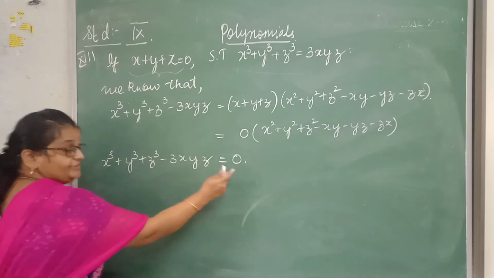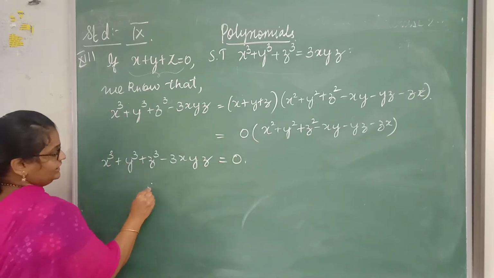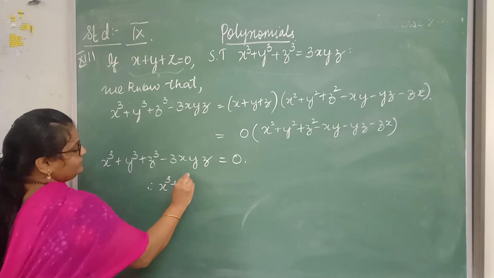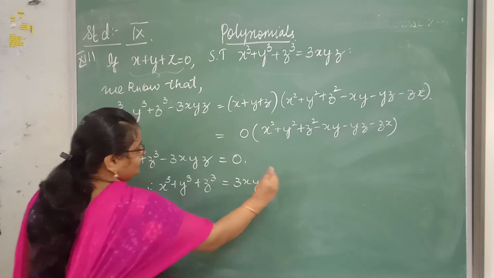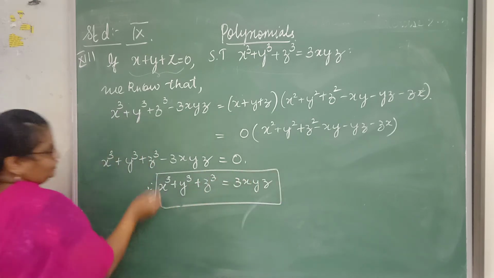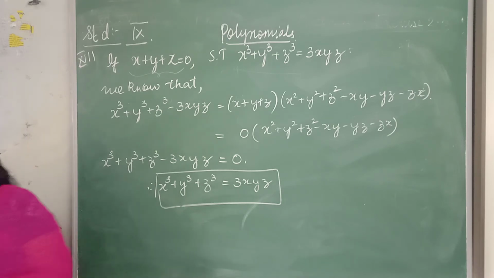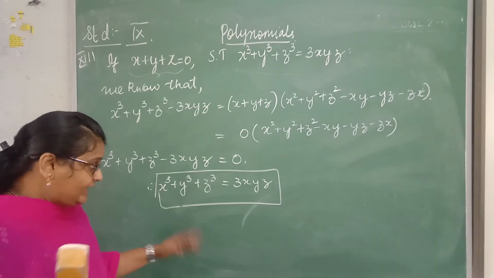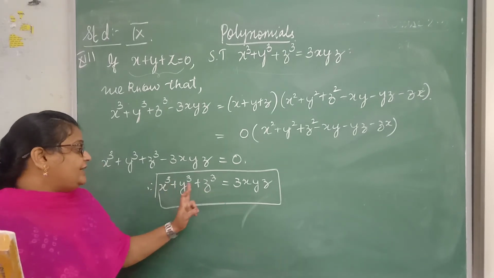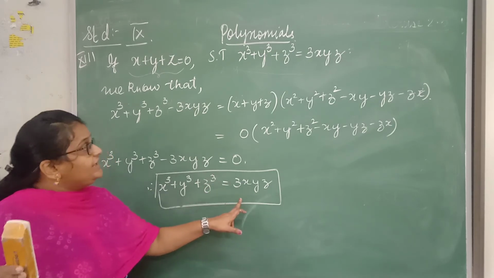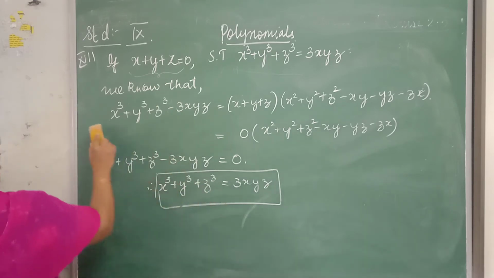So now, if this is equal to 0, I can transfer this minus to the RHS, so that x cube plus y cube plus z cube is equal to 3xyz. So this is what we wanted to show, and it is completed. Okay. So for the next thing, you better remember this: x cube plus y cube plus z cube will be equal to 3xyz when x plus y plus z is equal to 0. Please remember that.